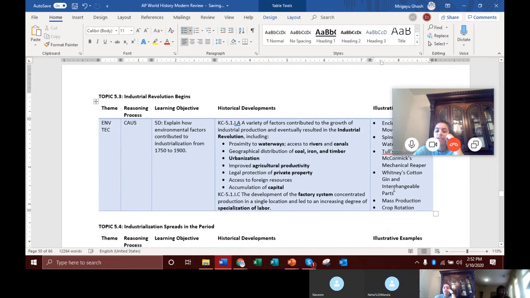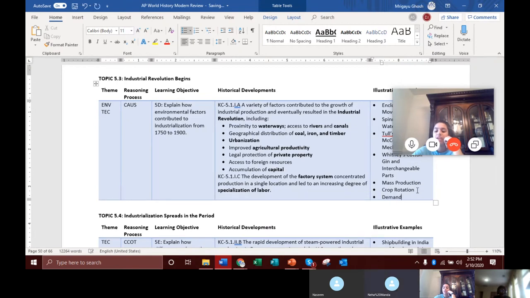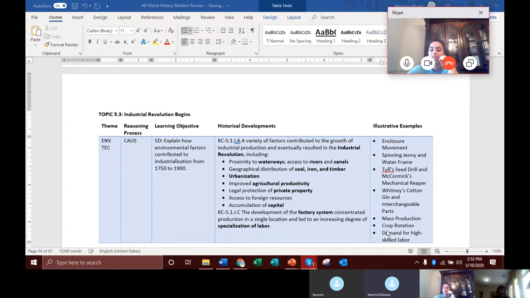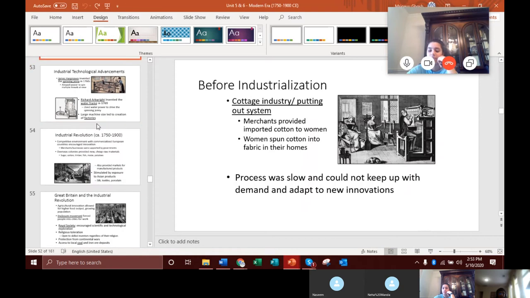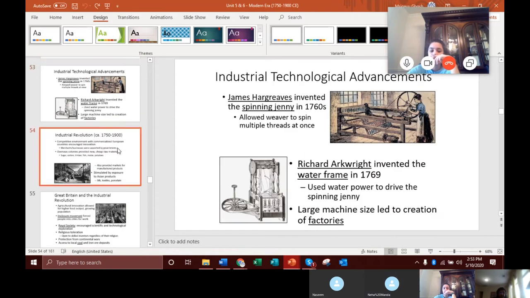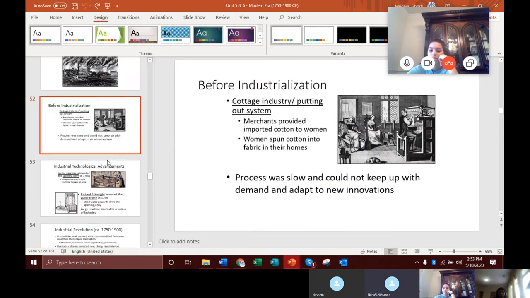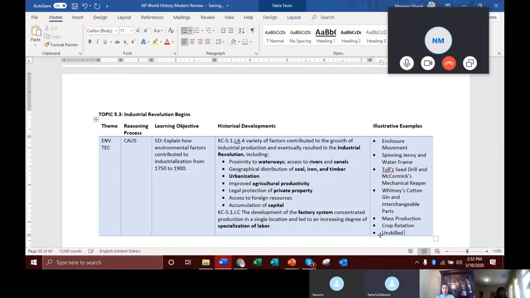Okay, all right. So now let's basically talk about all the different technologies that we can talk about here. You can also put demand for unskilled labor. Demand for high-skilled labor? Did you say high-skilled or unskilled? Wasn't it both? For some things it was skilled labor, and then for factory it was unskilled labor. It wasn't like demand. They just had unskilled labor. Oh, labor was jobs. Okay. So let's just say unskilled labor. Skilled labor.